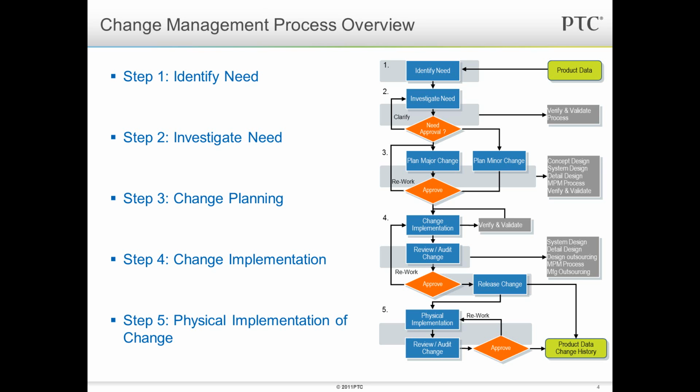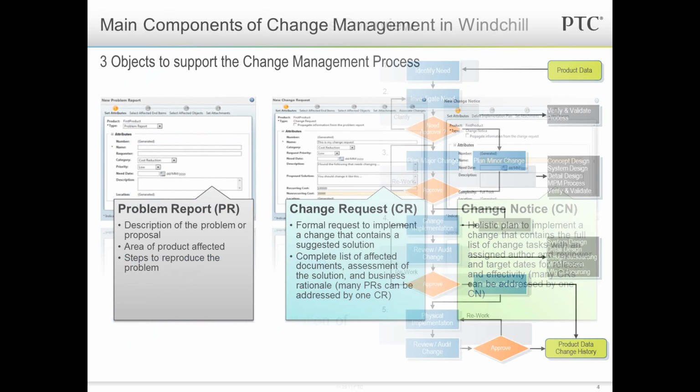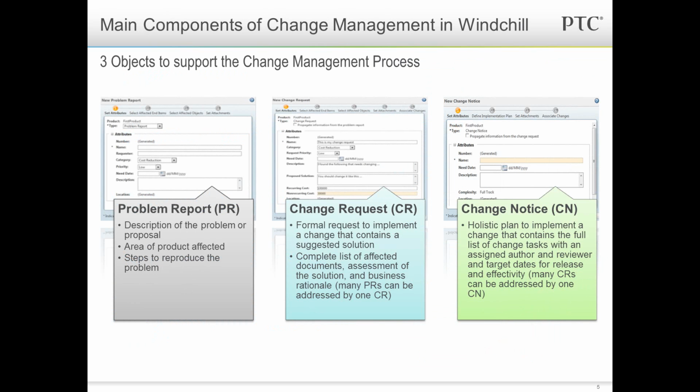It's also important to outline the three main objects used by Windchill's change management system, and these are the problem report, or PR, which allows you to record a description of the problem, the area affected, and the steps to reproduce the issue. A change request, or CR, which is a more formal request to implement the change that contains a suggested solution, a complete list of all the affected documents, an assessment of the solution, and then the business rationale. Many PRs can be addressed by one single change request, or CR.